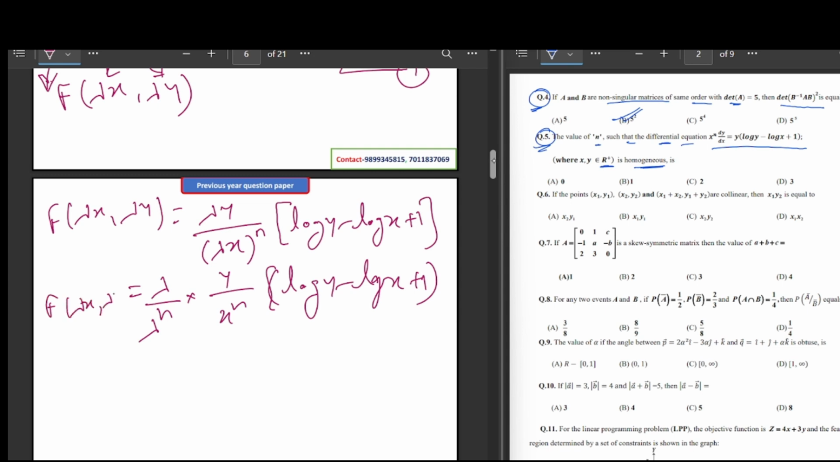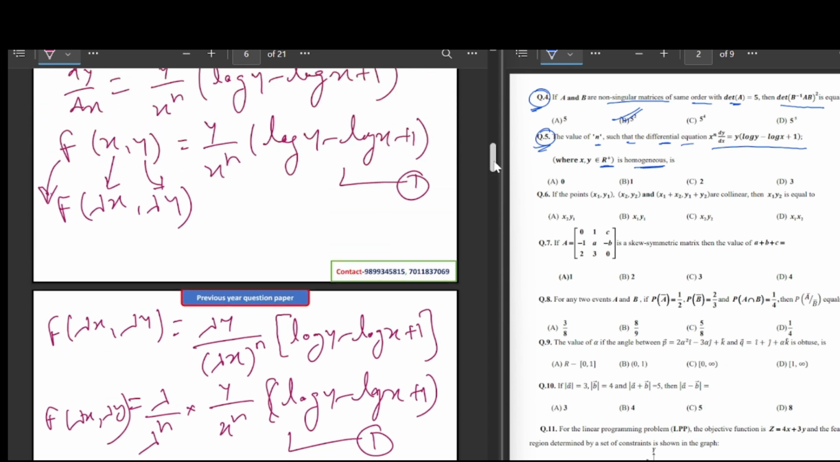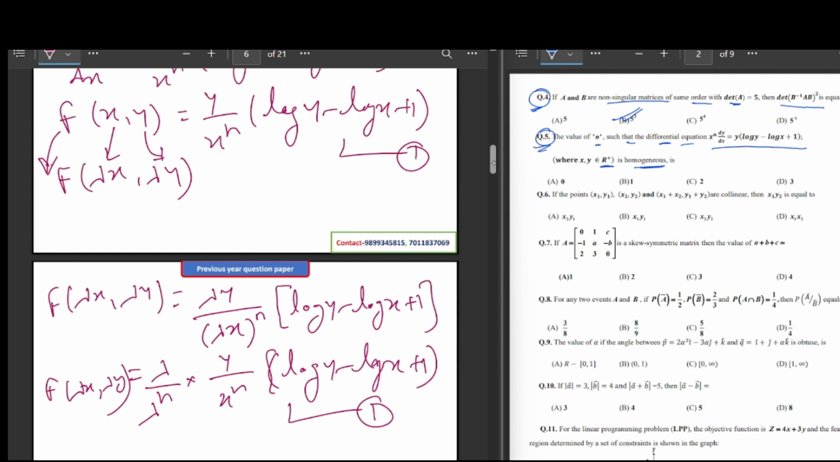Lambda x, lambda y. If we compare equation number 1 and equation number 2, we can find out both equations are the same, but a simple difference is that this part is only extra in this equation. So if we eliminate this part, how can we eliminate it? If n is equal to 1, we have to put n equal to 1 in this equation, so both equation 1 and 2 should be equal and the function will be homogeneous.